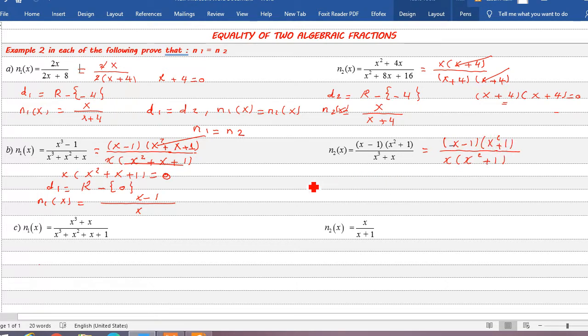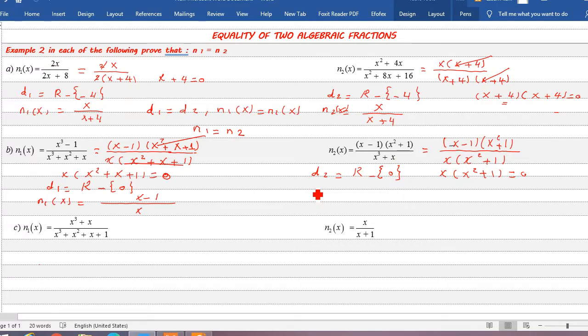Find the domain. D2 equals R minus the difference. What is the number that makes the denominator equal 0? x times x power 2 plus 1 equals 0. The zeros of the expression x power 2 plus 1 do not exist, but the zero of x exists, so x equals 0, and the difference is 0.